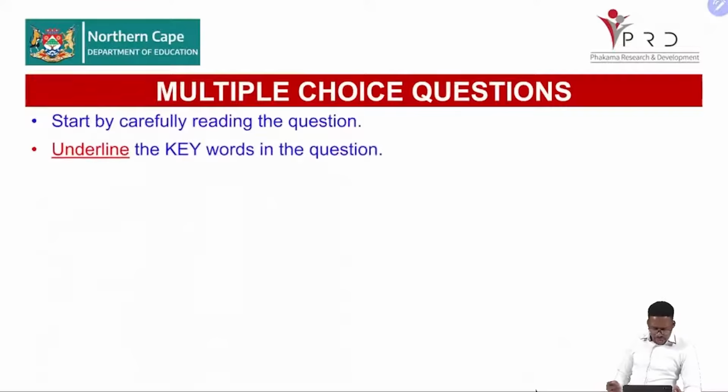And then from there, you underline the key words. And the key words are telling you that 1.1, we are dealing with Newton's laws. Then you're like, okay, so it means I have to use the knowledge that I have about Newton's laws. So let's make sure that we underline the keywords.